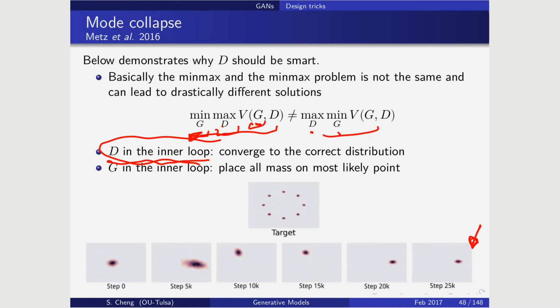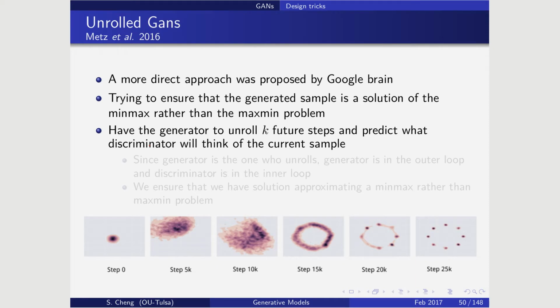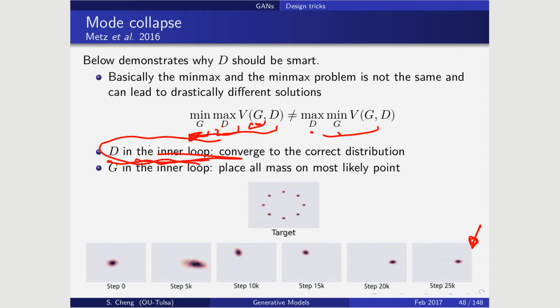Another approach, based on this idea of doing an inner loop for D, is by Google Brain: unrolled GANs. At a high level, you have this D in the inner loop, right? And inside here you're trying to maximize D. In reality, how you improve this D will be something like based on backprop and so on. You have gradient descent, right?